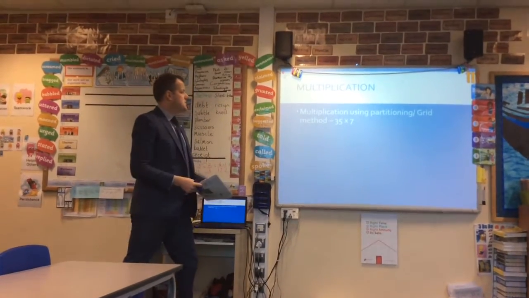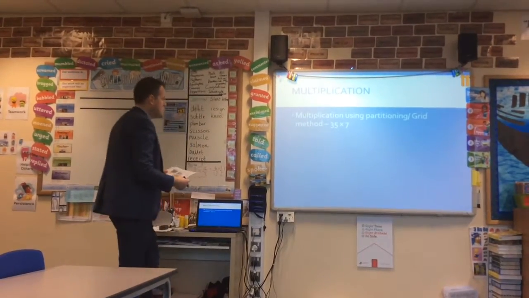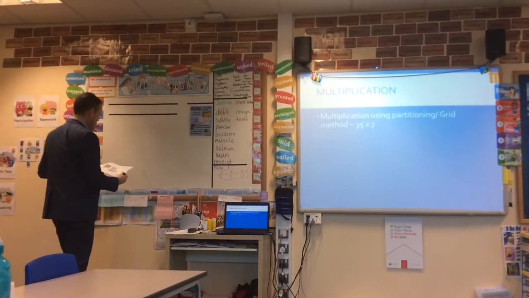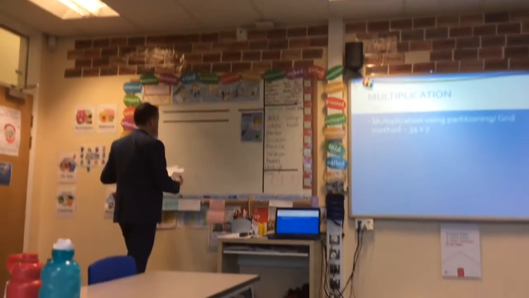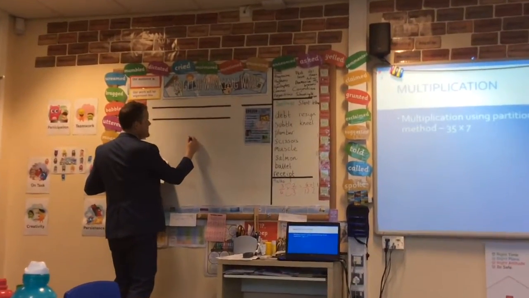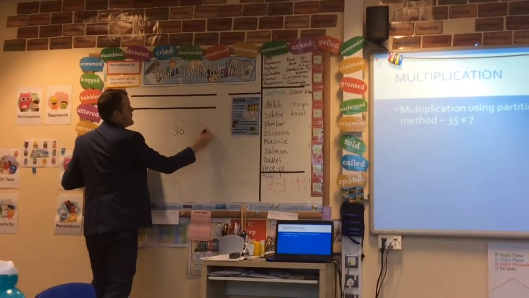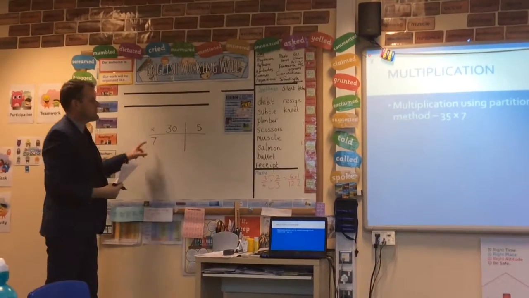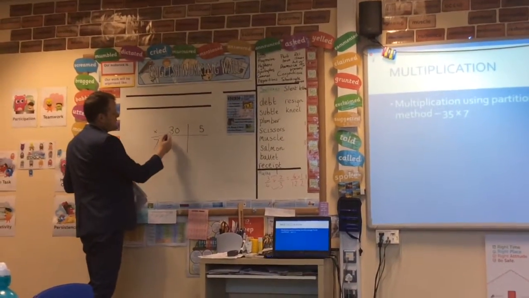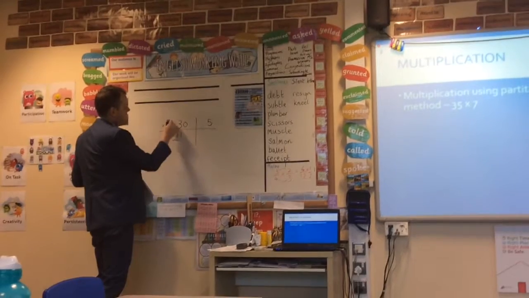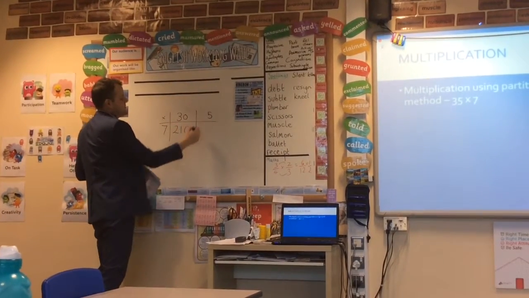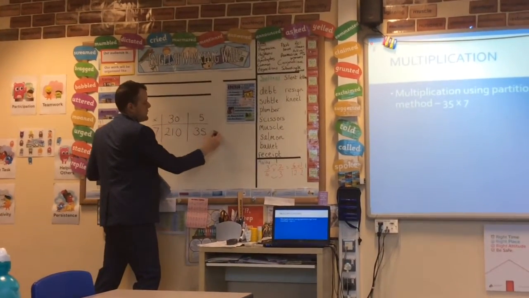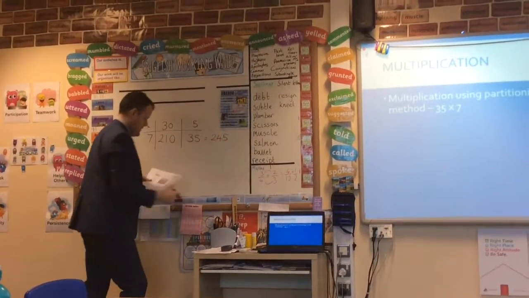We're moving on to trying to use a grid method, which I'm sure lots of children have come home talking about. And it's quite simply using the partitioning. So having a look at splitting the 35 into 30 and 5, multiplying them both by 7. So 7 multiplied by 30, well we know 7 3s are 21, so 7 30s must be 210. 7 5s are 35. When we put those two together, you end up with 245. And that's your answer for that.